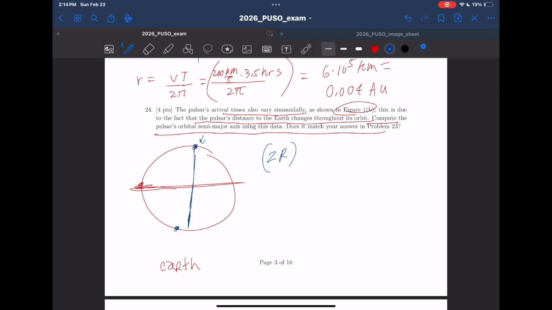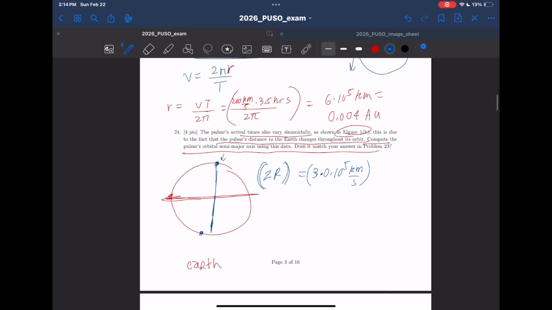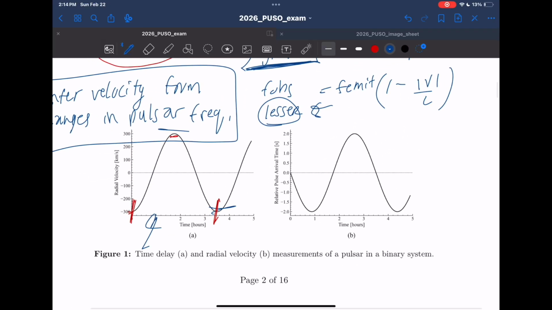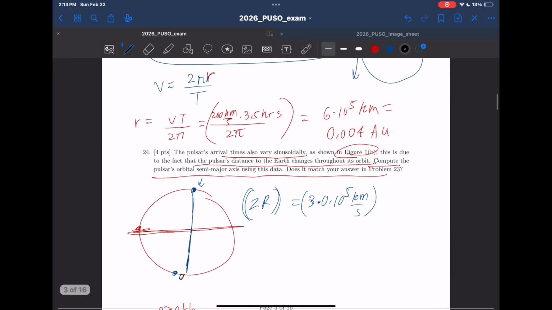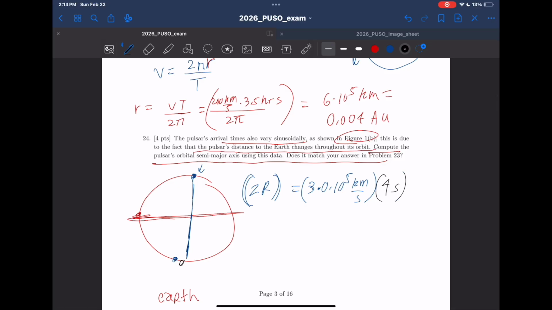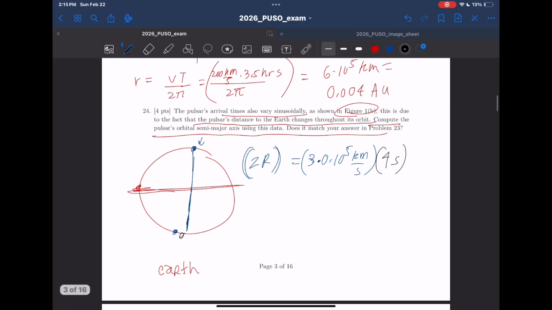So what you want is 2 times the radius, and you know that distance is equal to velocity times time. For light, this is always the speed of light, 10 to the 5th kilometers a second. And the time, it says here that your timing delay is a total of 2 seconds compared to the baseline, and it's a 4-second difference from when the pulsar is here. So here we're going to put in 4 seconds.